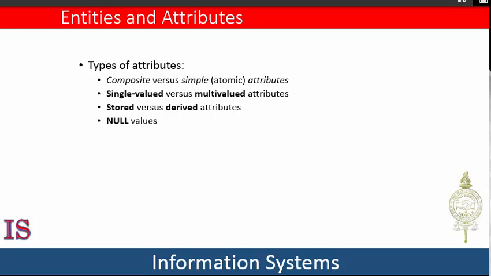The unknown category of null can be further classified into two cases. The first case arises when it is known that the attribute value exists but is missing. The second case arises when it is not known whether the attribute value exists at all.